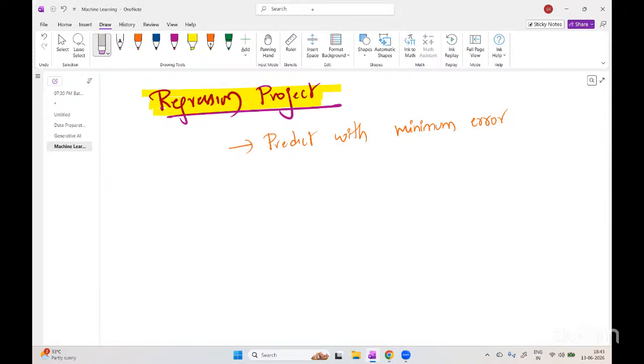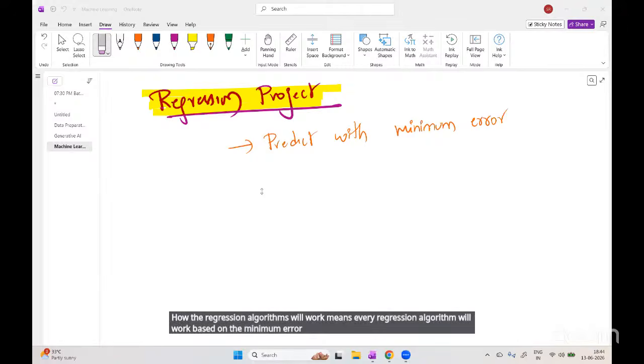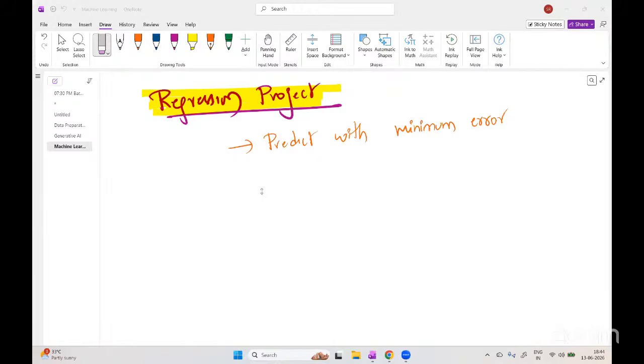Is the point clear, guys? Everyone understood the logic? Every regression algorithm will work based on minimum error. Okay, done. Understood, guys? Does anyone have any doubts till now?